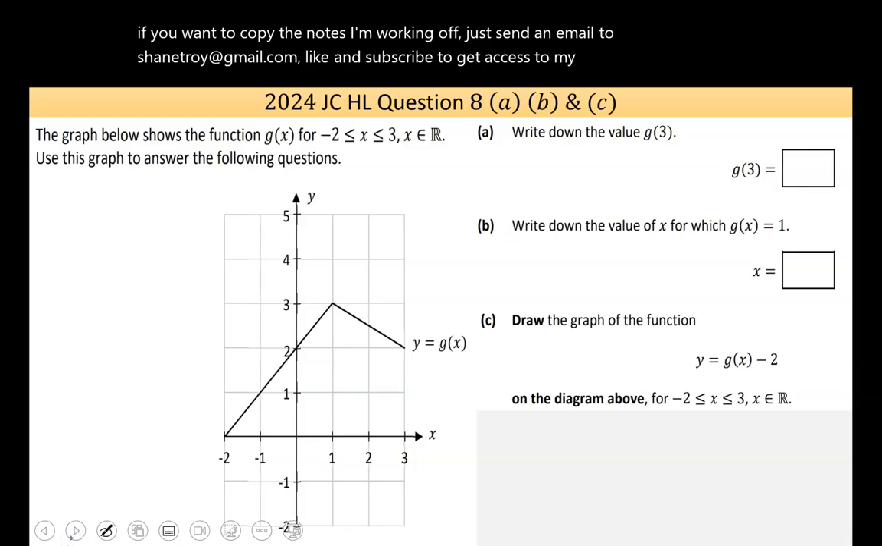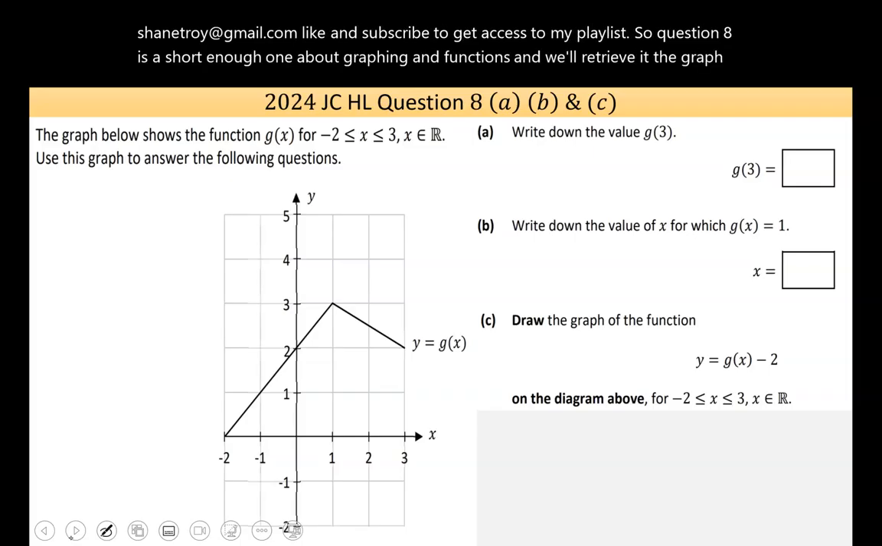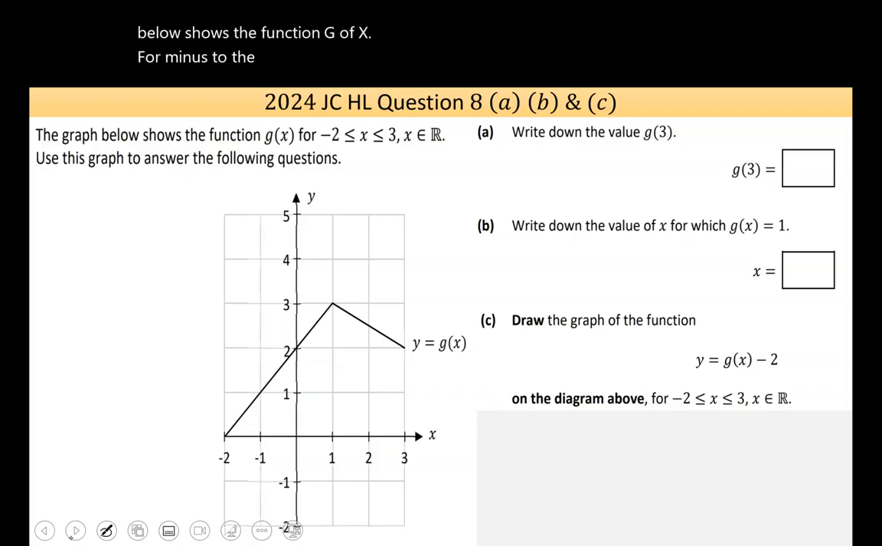So question 8 is a short enough one about graphing and functions. We'll read through it. The graph below shows the function g of x for the domain minus 2 is less than or equal to x, which is less than or equal to 3.